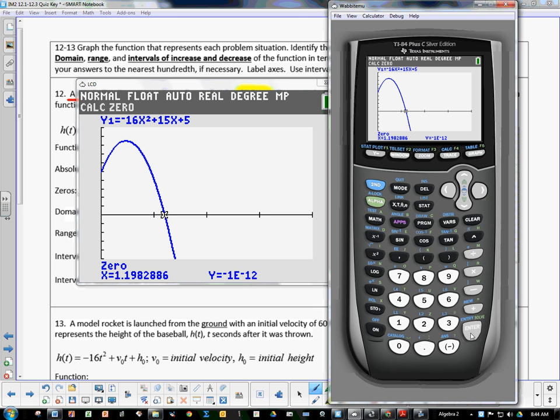Now, here, this is very strange, isn't it? This is the calculator's way of writing this in scientific notation. This means negative 1 times 10 to the negative 12. That is 0.000000000000001. So that's very close to 0. Yes. So we've got approximately 1.2 comma 0.